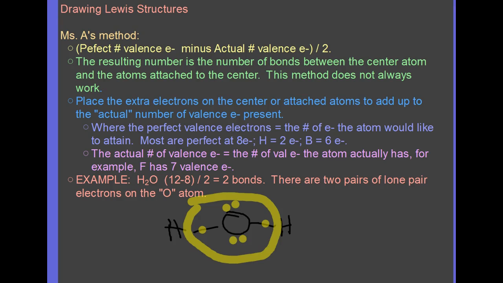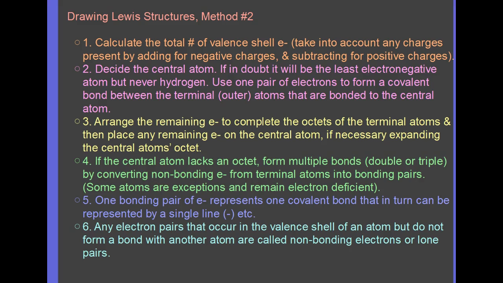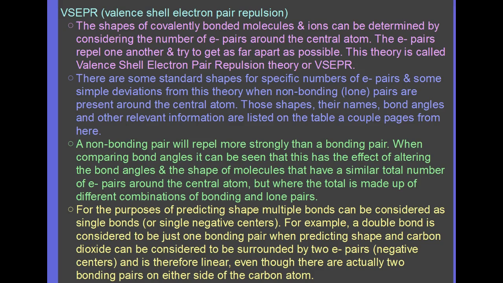So if I could undo that, so you have your oxygen in the middle, each hydrogen attached, and then it has to add up to 8. So 2, 4, 6, 8. So there's another method for drawing the Lewis structures. I'll let you read through that one. I'm not as comfortable with that method.